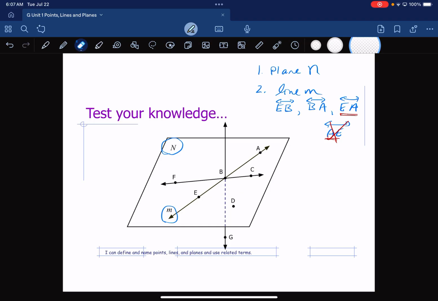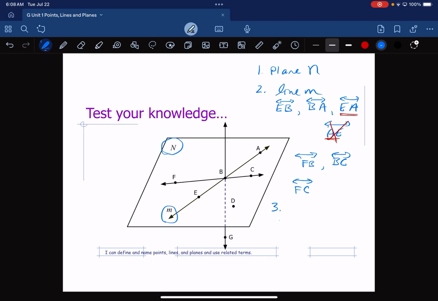So here are some other lines in the drawing. We've got line FB. We've got line BC. We've got line FE. Oh, excuse me, FC. Okay. So name a line not in the plane.